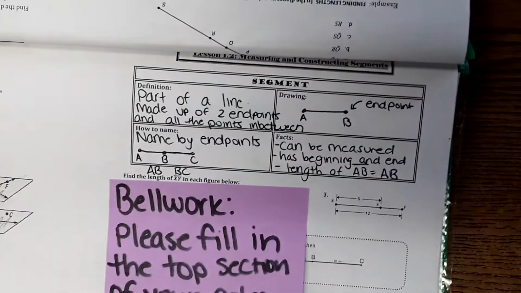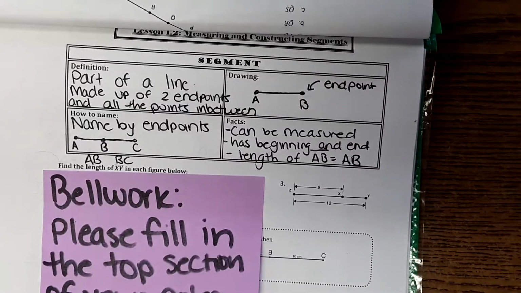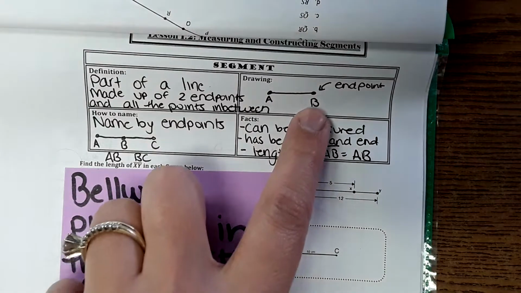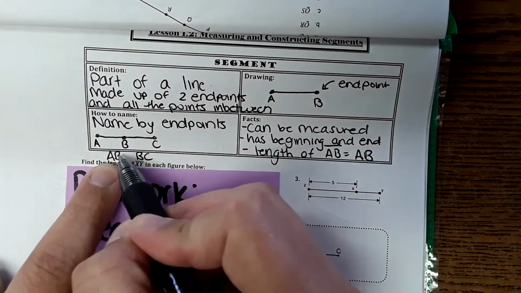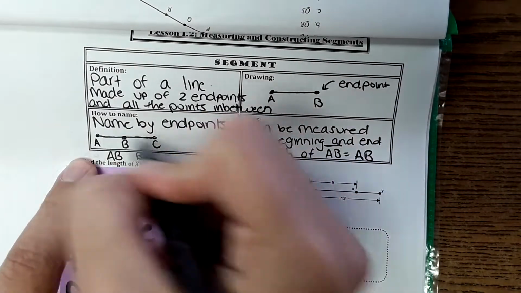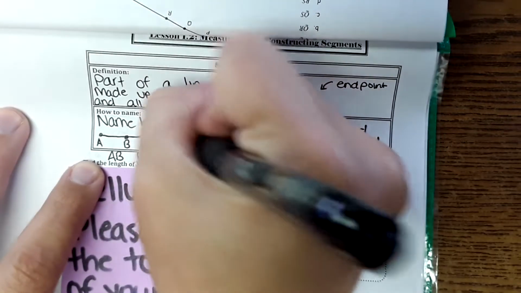Let me zoom in. I know it's kind of hard to see in the back, yeah? Okay, so this is a line segment. It has 2 endpoints with the line in between. To name a line segment, you use the endpoints. So this would be segment AB, segment BC, and then the entire thing would be segment AC.